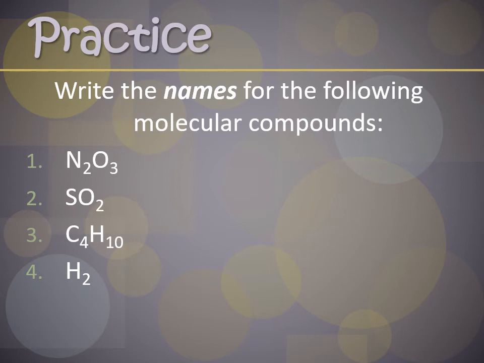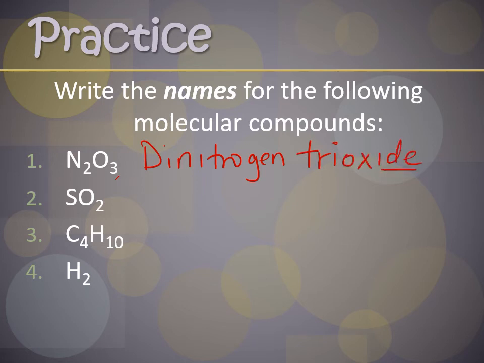So nitrogen has 2 atoms. So 2 is di. So I'm going to write this as di-nitrogen. So the nonmetal name stays the same. You're just including the prefix, which is di. And then oxygen, I see that there's 3 of them. So this is going to be dinitrogen, tri, and then the second nonmetal, you have to change the ending to IDE. So this becomes dinitrogen trioxide. Let's try the next one.